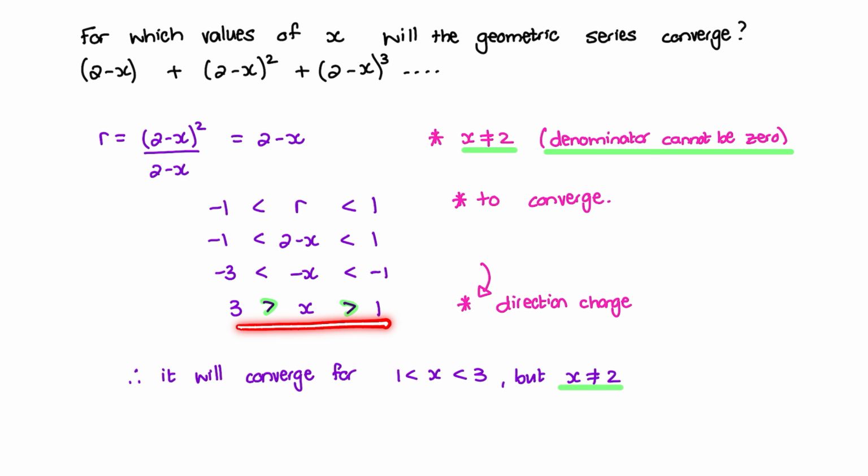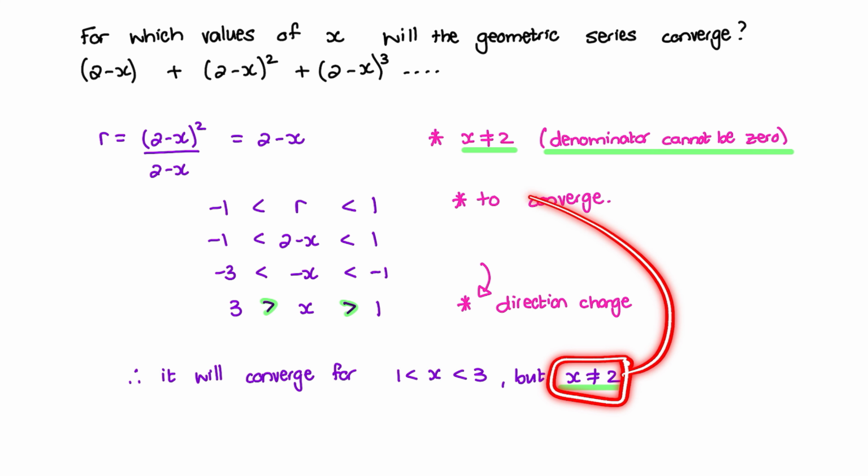So we have solved for x, and we can say that the series would converge for the ratio between -1 and 1, but we want values of x. So for the values of x, where x is bigger than 1 and smaller than 3. But remember, x cannot be equal to 2 because that will make the denominator of the ratio 0.